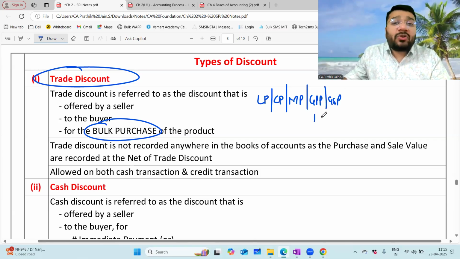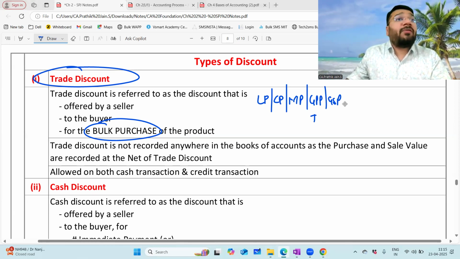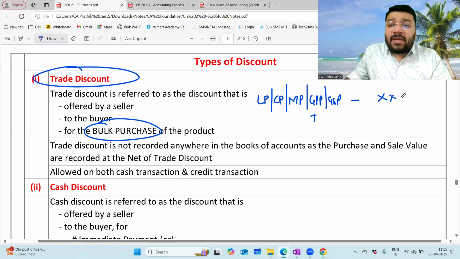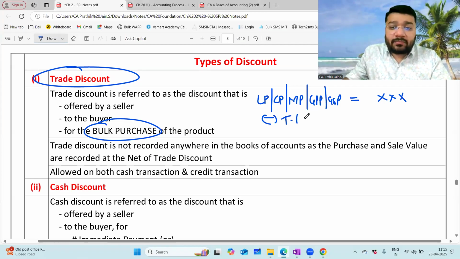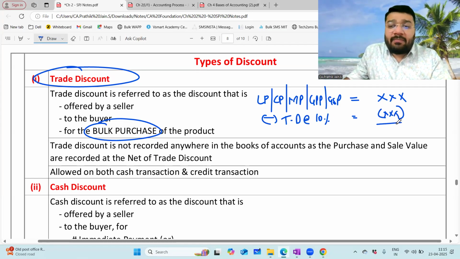Gross purchase price from whose point of view? Buyer's point of view. Gross selling price from whose point of view? Seller's point of view. Now, he will give you this value. From that, you will always minus trade discount. Less trade discount at the rate of, let's say, whatever percentage it is. So you minus it. And the balance value that you get is called net selling price or net purchase price.